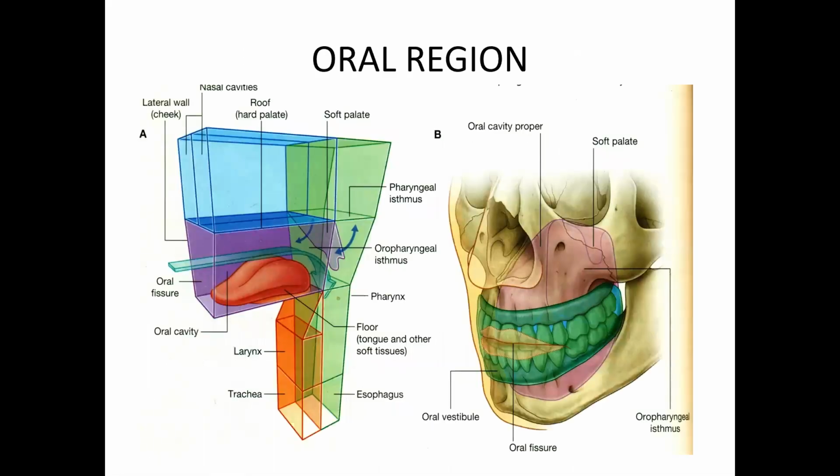Okay, so this is the oral region. The oral region includes the oral cavity, teeth, gingiva, tongue, palates. This is the hard palate and this is the soft palate, and the palatine tonsils. So in the oral region, we have the oral cavity, the hard palate, soft palate, the teeth and gingiva, the cheeks, and the palatine tonsils. All these structures are included under the heading of the oral region.